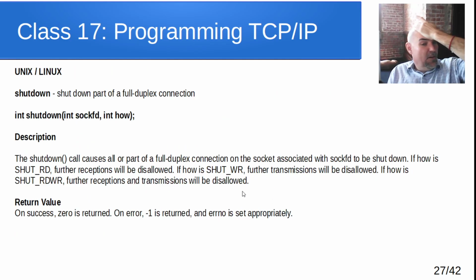For the shutdown function call on Unix and Linux, we basically pass in the socket we want to shut down, and then we pass in how we want it to shut down. There are 3 ways: shut down just the read end, shut down just the write end, or shut down the whole thing with SHUT_RDWR. Further receptions and transmissions will be disallowed if we do that. Again, on success, 0. On error, -1.